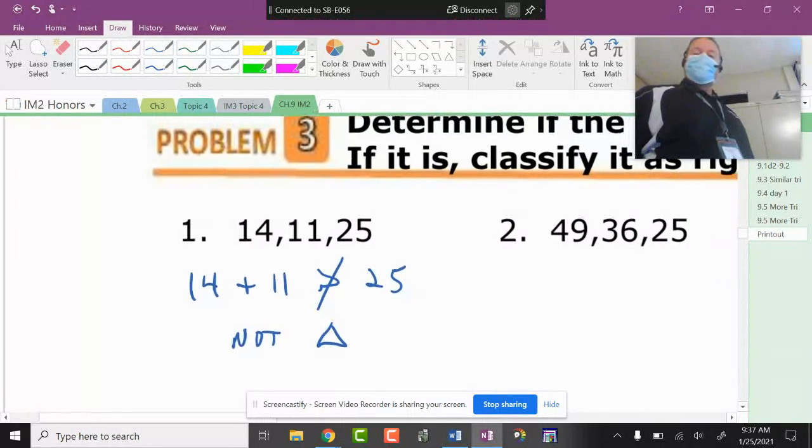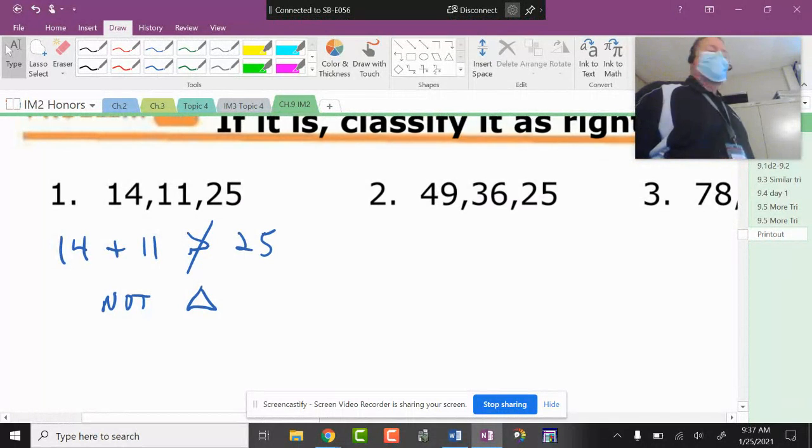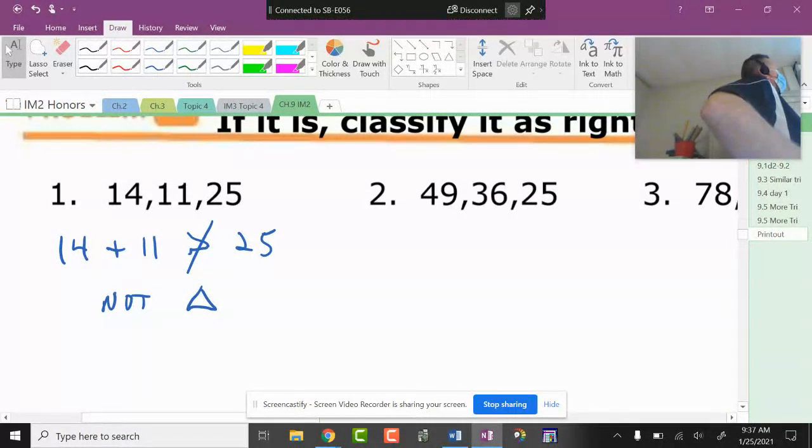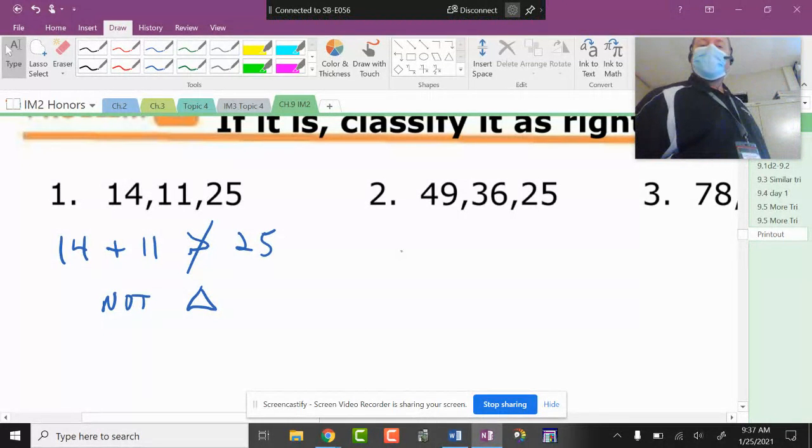We move on. Hannah, how about this one? Yes or no? Yeah, I mean, it's kind of easy. 36 plus 25. You don't even have to know exactly what it is. It's way bigger than 49. Well, yeah, I think it is way bigger. But you do have to know that this is what would have to happen next. So it is a triangle.